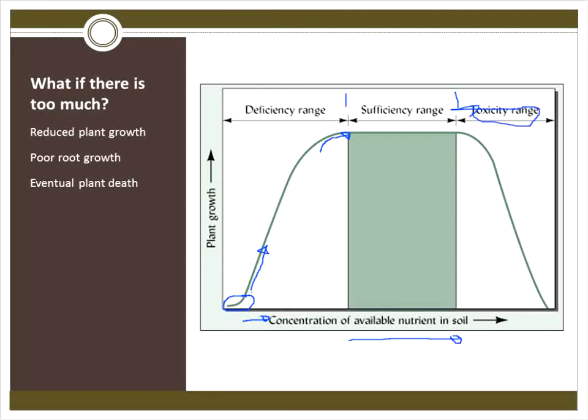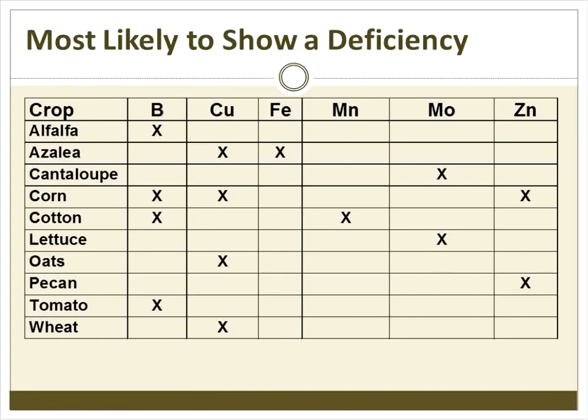And at that point, what happens, ooh, boy, that's a horrible looking one. Let's try that again. So we get into a toxicity range, and at that point, as you continue to add more fertilizer, the growth of the plant gets more and more stunted as that nutrient becomes more and more toxic to that plant.